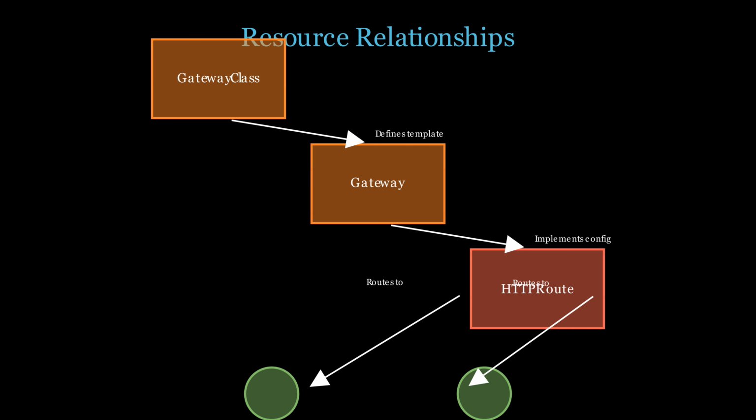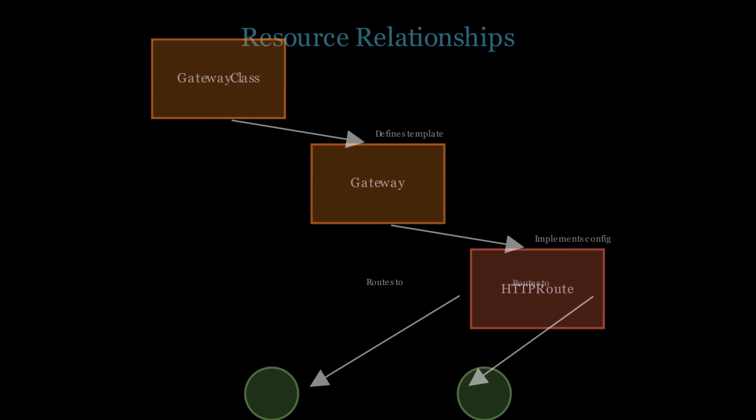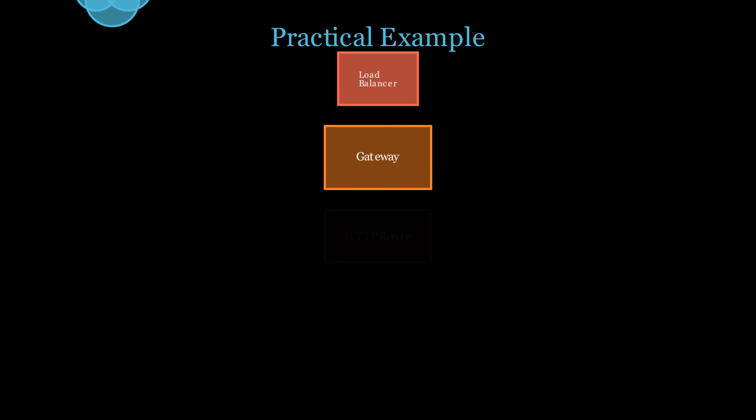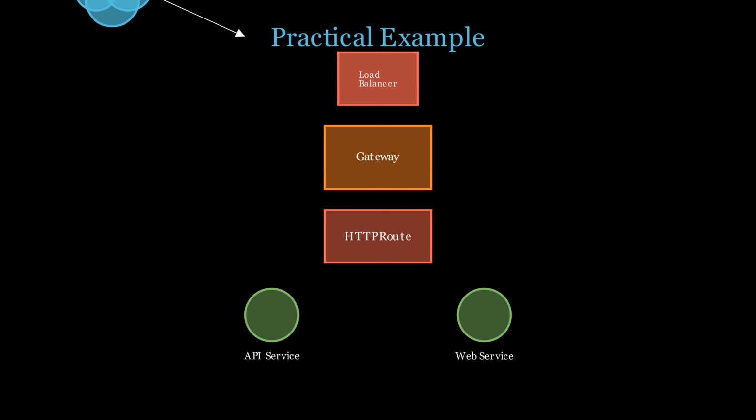This clear separation of concerns makes Gateway API more flexible and powerful than traditional ingress, allowing for more sophisticated traffic management patterns. Let's put it all together with a practical example showing how these resources interact in a real-world scenario. Let's look at a practical example that demonstrates how these resources work together.